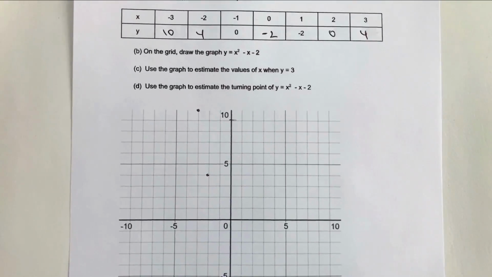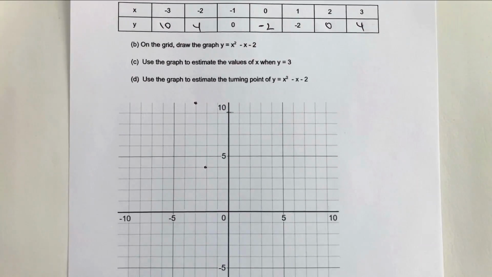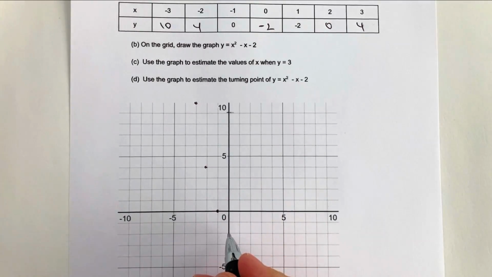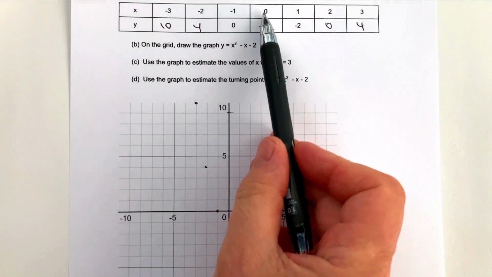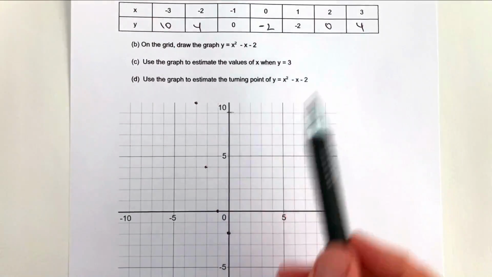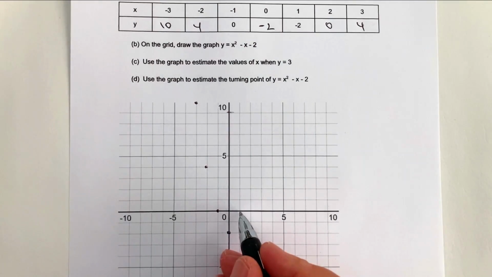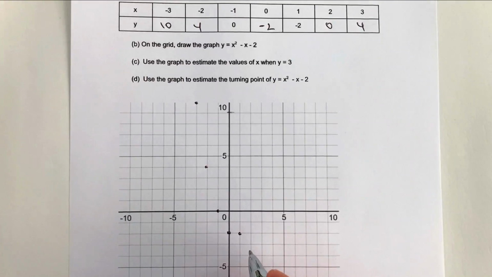Hopefully you can see this. I'll try and put this on the screen as best I can. Okay, and then I've also got minus 1, 0. I've got then 0, minus 2. Hopefully you can see I'm just tracking through each of these at the top of the screen here. I've got 1, minus 2, so that's going to be 1, minus 2 again.